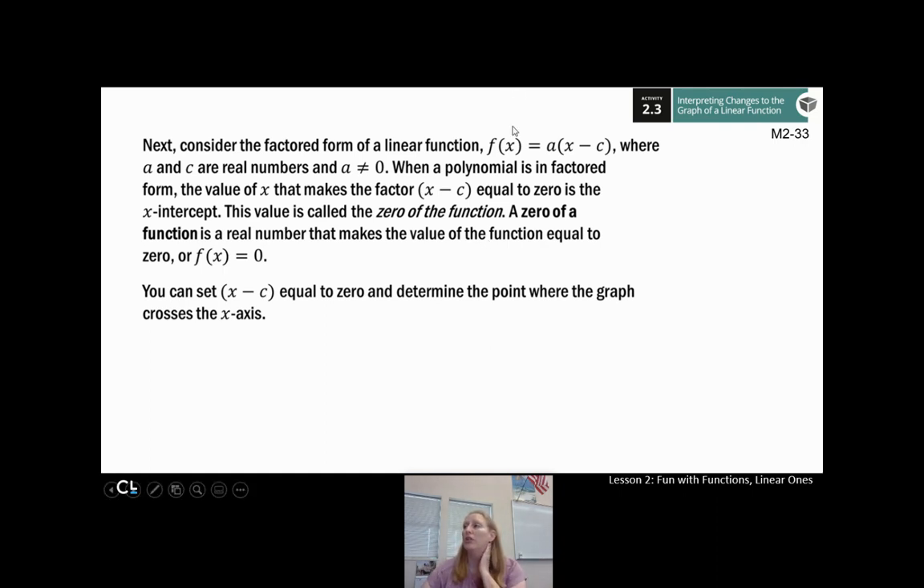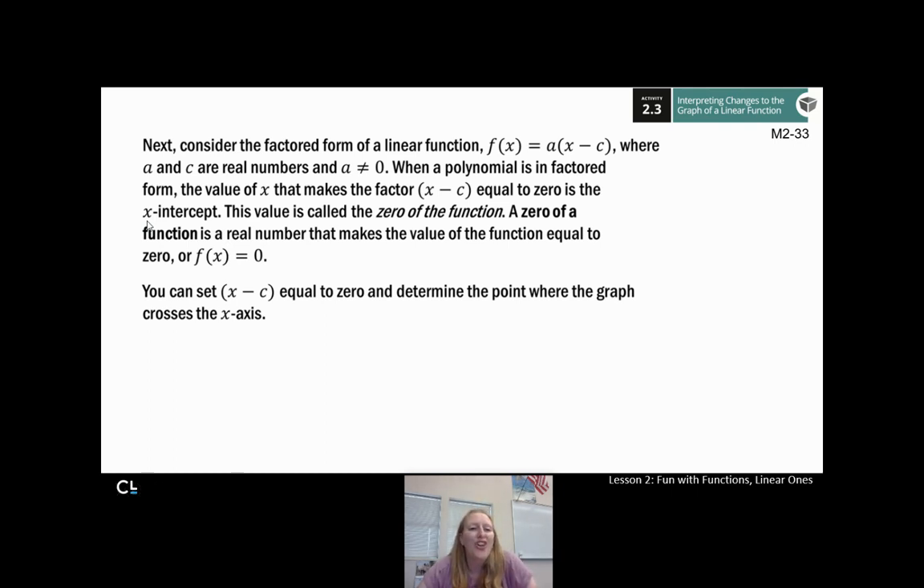The factored form of a linear equation looks like this: f of x equals A times x minus c. And again, A and C are real numbers. A cannot equal 0, just like before. When a polynomial is in factored form, the value of x that makes this factor, x minus c, equal to 0 is the x-intercept. The general form gave you the y-intercept, but check this out. Your factored form, if you set that equal to 0, will give you your x-intercept.